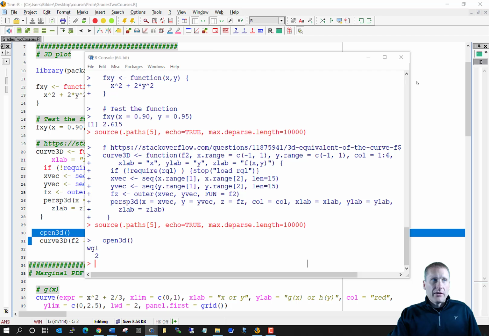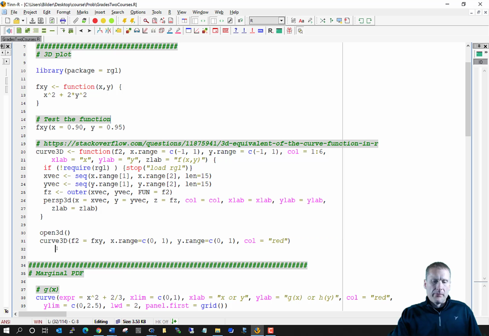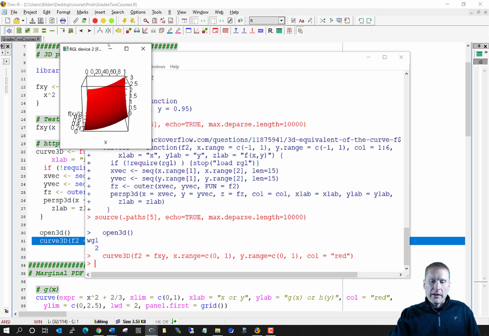So let me go ahead and do that. Open up in a different screen. Okay. And then to do the plot, I say curve3d. F2 is the actual function I want plotted, fxy. And then to say where do I want to plot with respect to the x range or the x-axis of a 3-dimensional plot, I say x range, I want to plot between 0 and 1. For the y-axis range, between 0 and 1. And then I'm going to make the color of the surface red. So let me go ahead and do that. And here's the plot that we get.